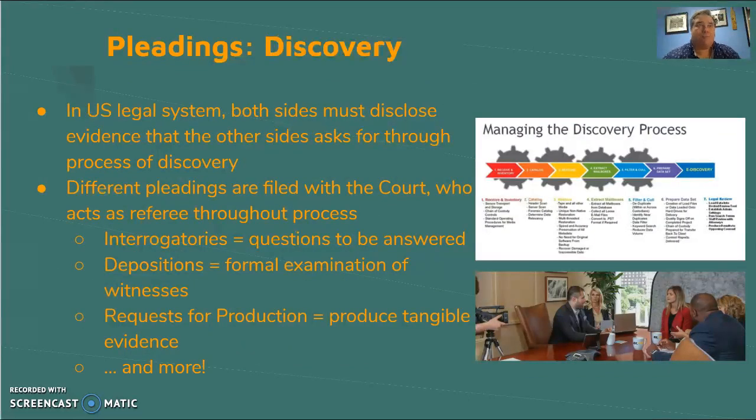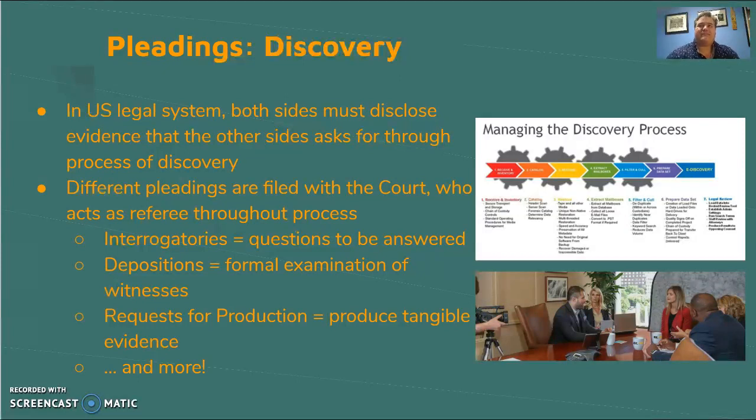Now, again, a critical piece of the American court system is discovery. In the vast majority of states and at the national level, both sides of a case have to disclose evidence that the other side asks for through the process of discovery. There's no trial by ambush in the civil courts.